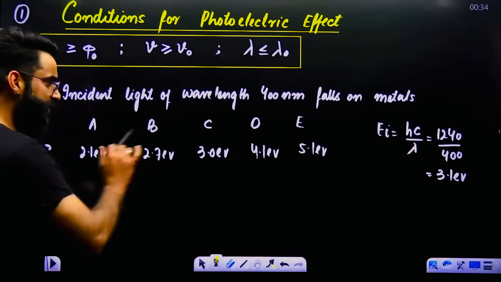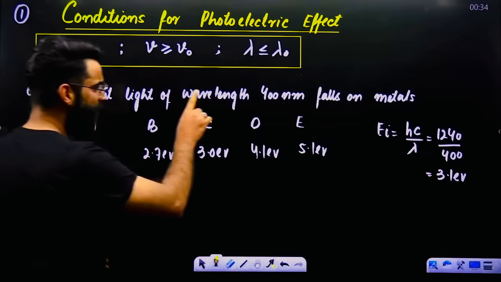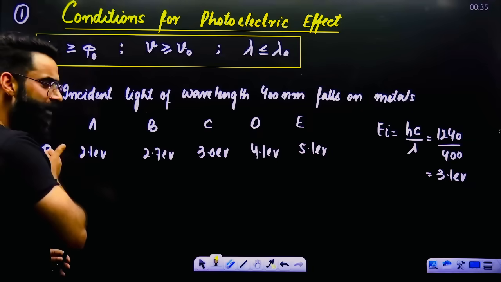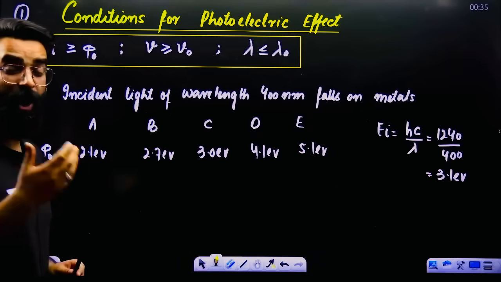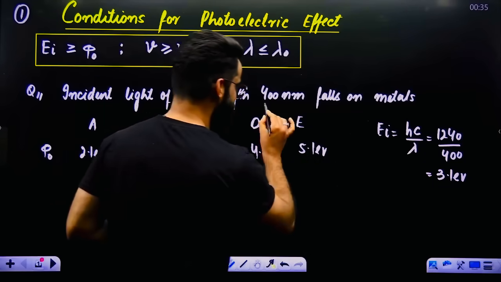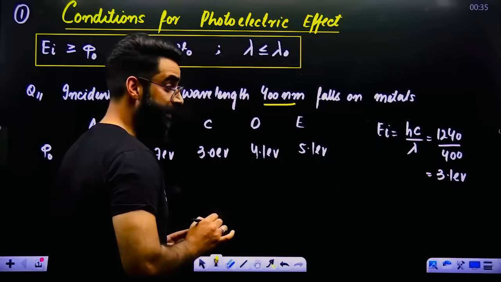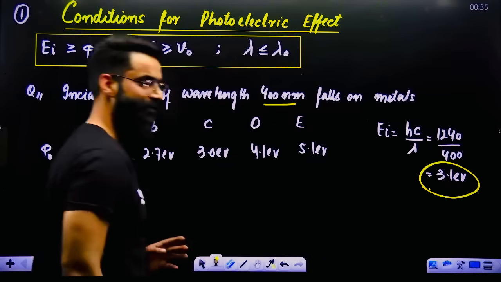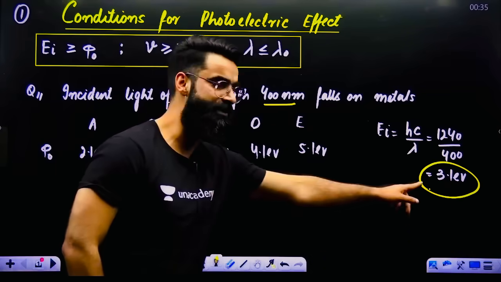For example, you have got a question over here. Incident light of wavelength 400 nanometer falls on these metals over here, right? I have to check how many metals will show photoelectric effect. My dear students, incident light has got the wavelength of 400 nanometers. That means the incident light is going to carry the energy of 3.1 electron volts. So this is my incident energy.